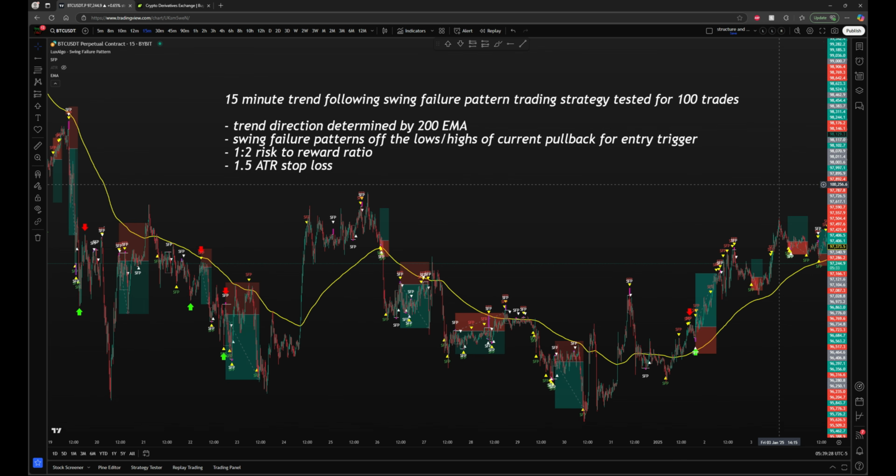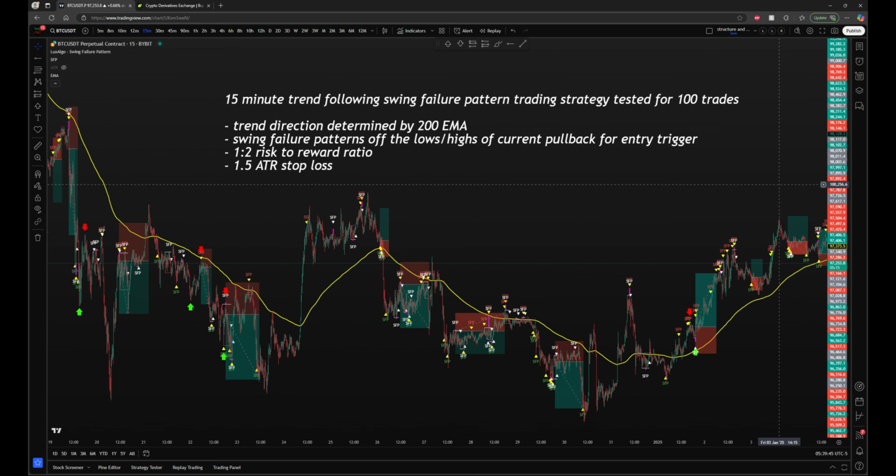If price is over the 200 EMA, then we're looking to long the lows of a range with a swing failure pattern as our entry trigger. If price is under the 200 EMA, we're looking to short the highs of a particular range with a swing failure pattern as our entry trigger.